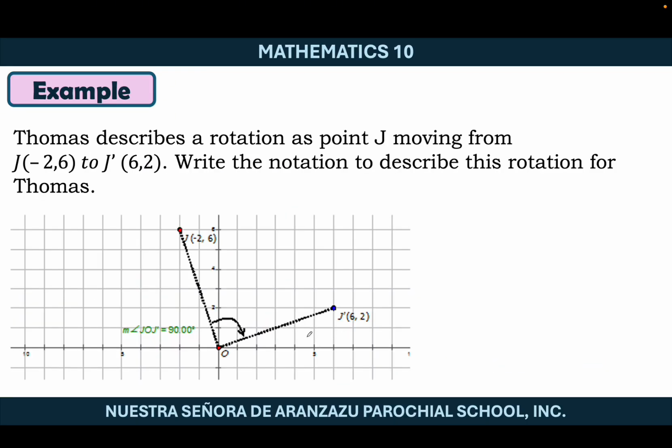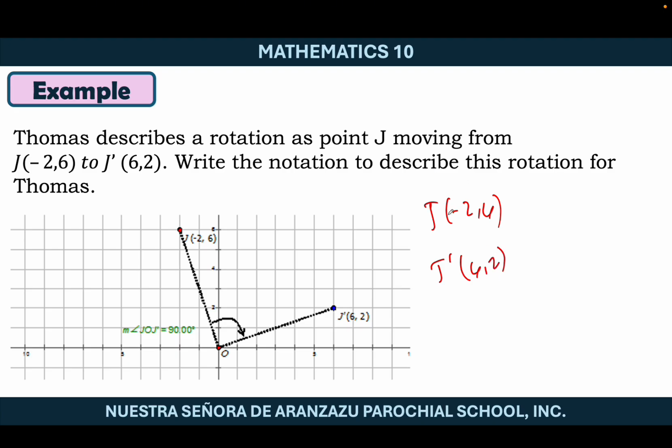Next, about this one naman. So, Thomas describes a rotation as point J moving from J, which is located at negative 2, 6, and the J prime is 6, 2. So, let's write the notation. So, sabi natin, pick a point. So, yung J natin is negative 2, 6. Then, show the transformation.